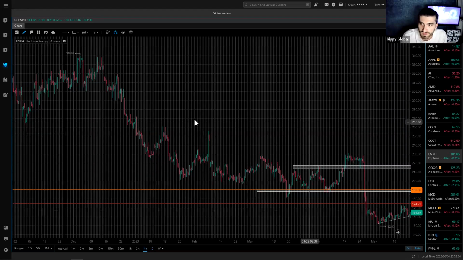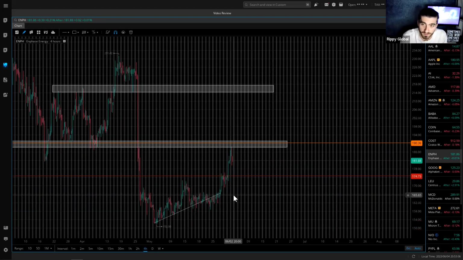The main two levels that I see with ENPH: rejection of that 190 a share, and then the biggest support that I see is roughly 174 to 175 a share. If we get a pullback to 174 to 175, watch to see how it reacts and possibly look for a call entry. 175 seems like a psych level too.